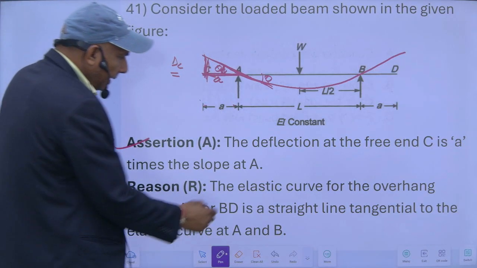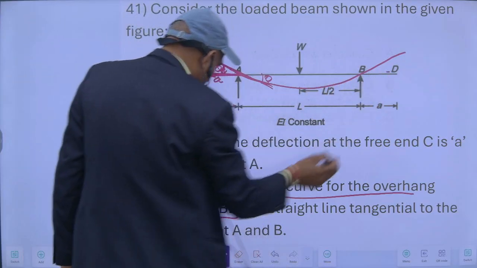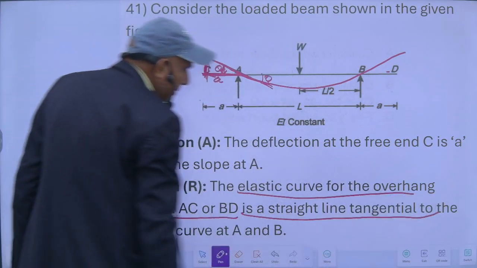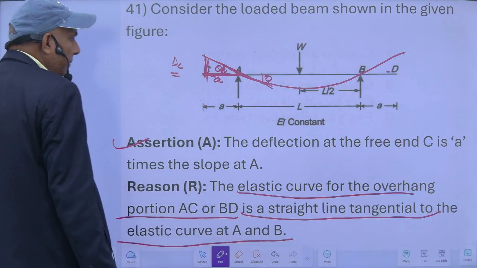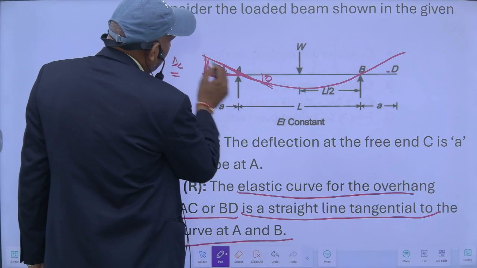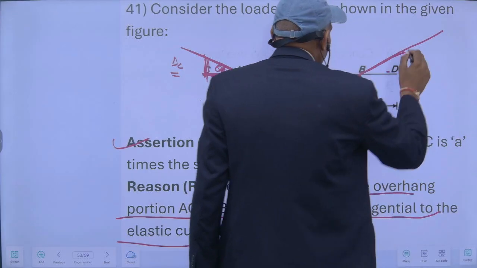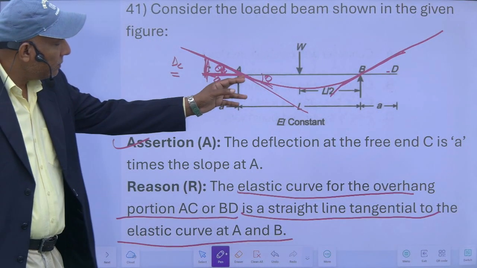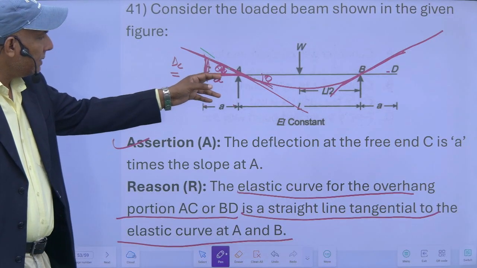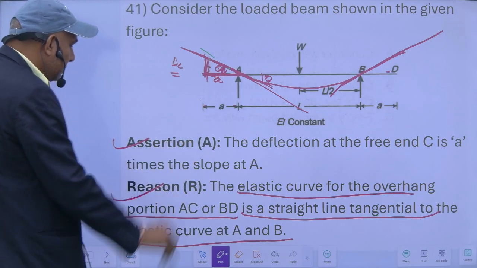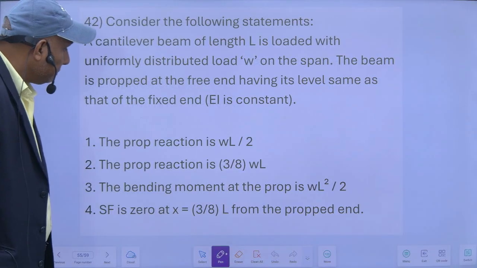Reason: the elastic curve for the overhang portion AC or BD is a straight line tangential to the elastic curve at A and B. Yes, if you draw a tangent, it will be like this. From this portion onwards, my tangent means a straight line. Slope at this point is equal to slope at this point, and this will be this into this. So both are true, and this is the correct explanation of the assertion. So this one is the right option.